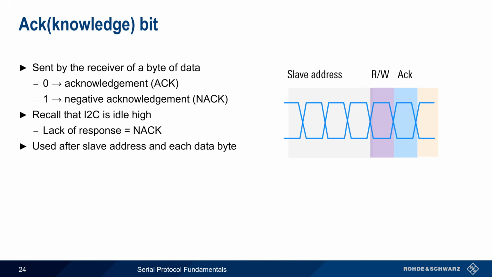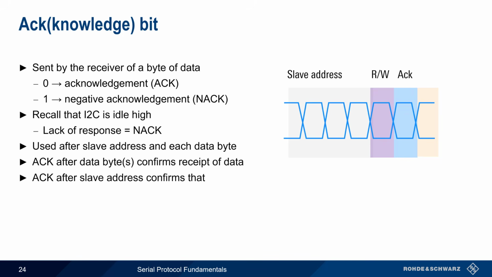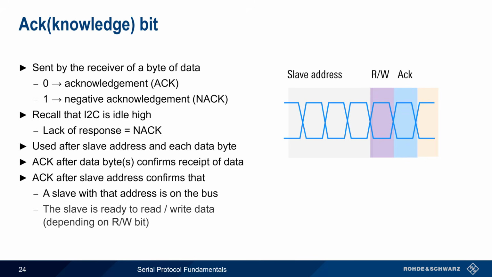Every slave address or data byte is followed by an ACK bit. An ACK bit following a data byte is sent by the receiver to confirm correct reception of the data. An ACK following a slave address is sent by the addressed slave to indicate that it's both present on the bus and that it's ready to read or write data, depending on the state of the preceding read-write bit.